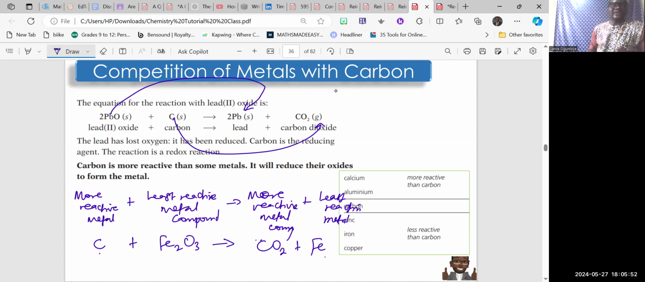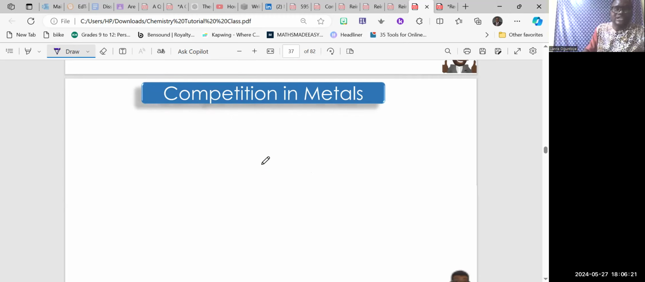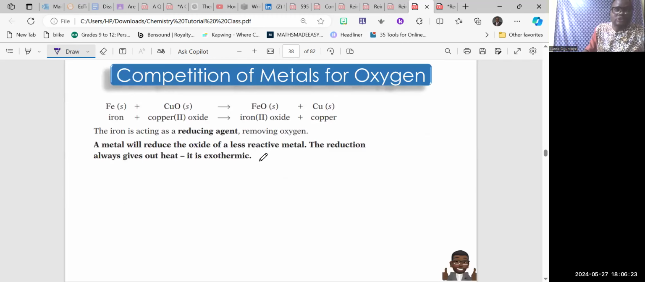So we can balance this equation. This is 3, 6, 2. So this is 4. This is 3. So we can balance that equation. Okay. So this is competition with carbon. So any metal that is lower than carbon can be extracted from its ore using what we call reduction with carbon. That's the method. So the reduction method can be used to extract such a metal.